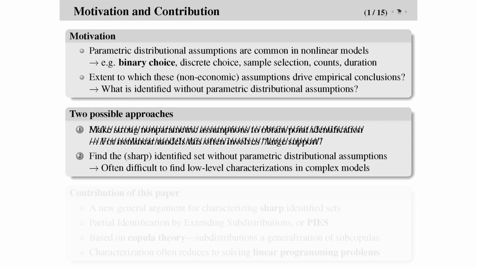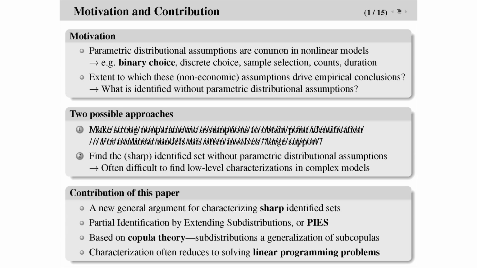So I'm not going to do the first approach. I'm going to do something different in this paper. I'm going to take a second approach, which is to find what the identified set is, ideally the sharp identified set, without using these parametric distributional assumptions. The difficulty here is that this is often technically a challenging problem in complex semi-parametric models. All right, so I'm going to do the second approach.